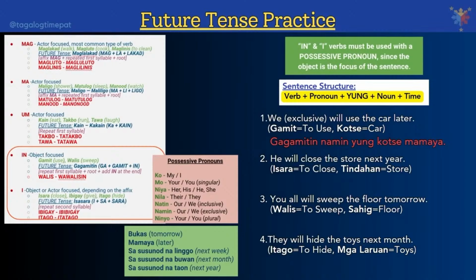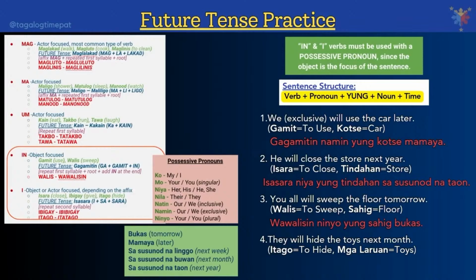Alrighty, let's go ahead and do number 2. He will close the store next week. Isara means to close. Tindahan means store. Isasara niya yung tindahan sa susunod na linggo. He will close the store next week. Number 3, you all will sweep the floor tomorrow. Walis means to sweep. Sahig means floor. Wawalisin ninyo yung sahig bukas. You all will sweep the floor tomorrow.